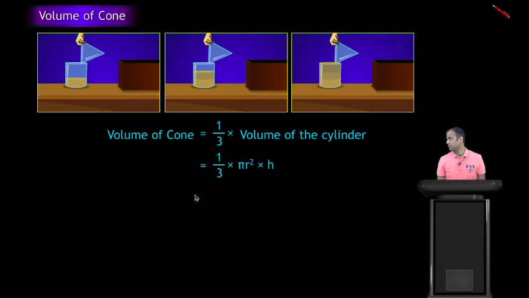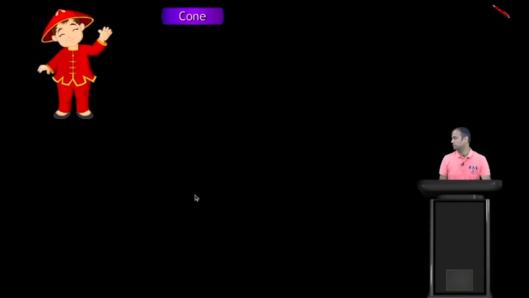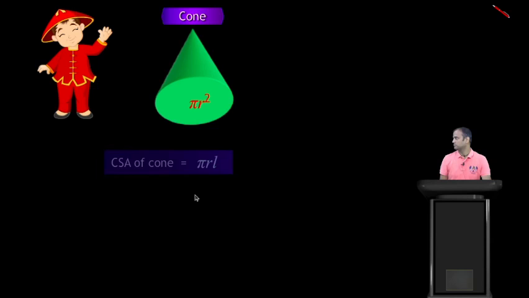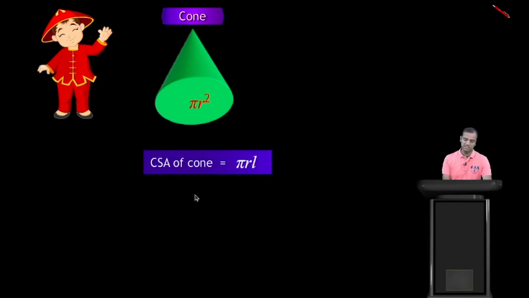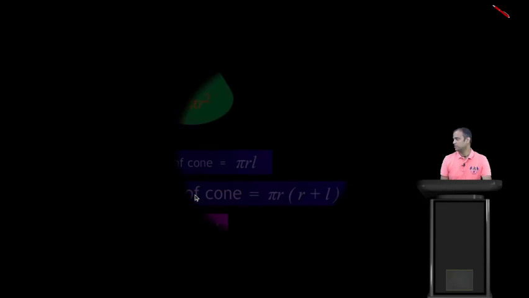So how can we write this? The volume of cone is 1/3 of volume of cylinder, and we know the volume of cylinder is, yes, pi r square h, then we get the volume of cone. So we have cone, CSA is pi rL, where L is slant height. TSA is pi r into L plus r, and then we have volume is 1 upon 3 pi r square h.